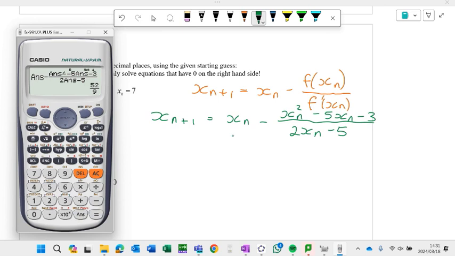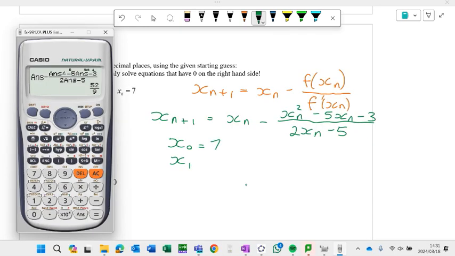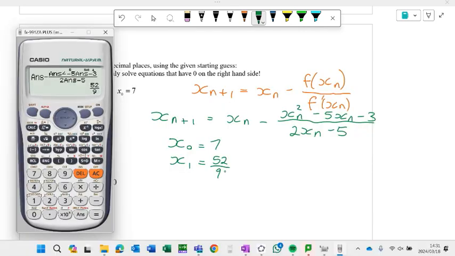Quite often the exam will ask you to show your first guess. So x naught equals 7, x1 equals 52 over 9. And the reason we do that, you guys probably know about the solve feature on these calculators. So we don't want you just to use the solve feature, we want you to actually use this method. Okay, but now you just press equals.